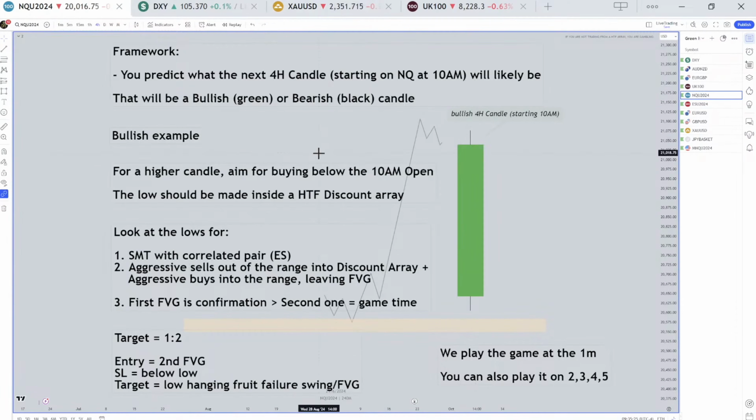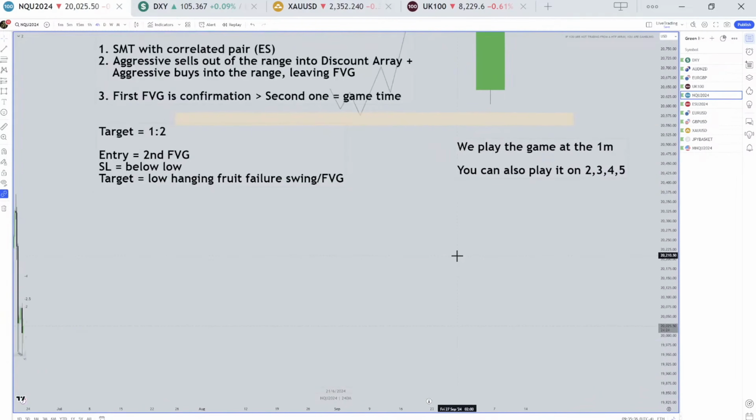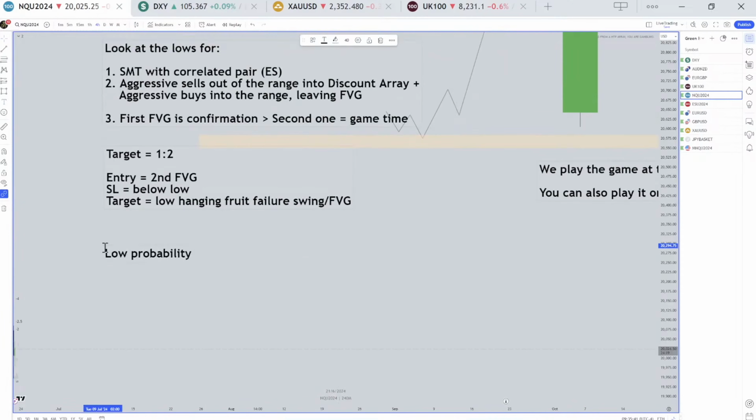But the most important thing about having a nice 10 a.m. game, a clean, easy 10 a.m. game, is that the 4-hour candle is really easy to predict. And here comes the cool part. Okay, I'm going to add this to the framework. Low probability, when likely not to play it: when the new 4-hour candle is hard to predict. Because if you're not sure if it's a lower or higher candle, how can you play that game? If you don't know if it's a green or black candle.